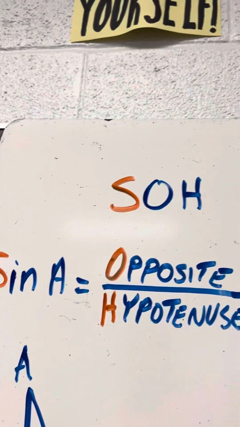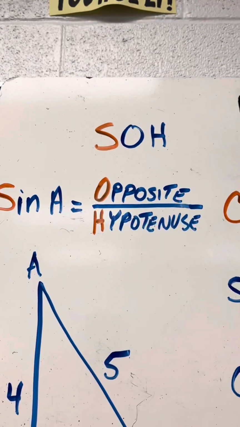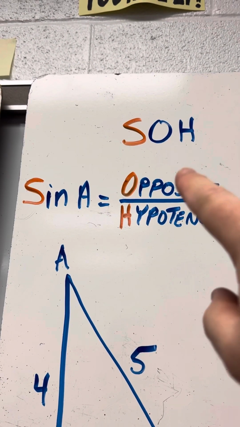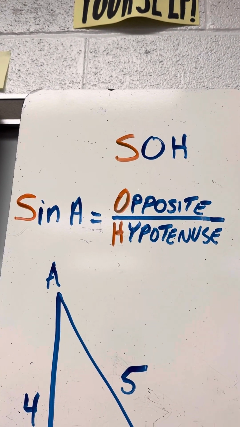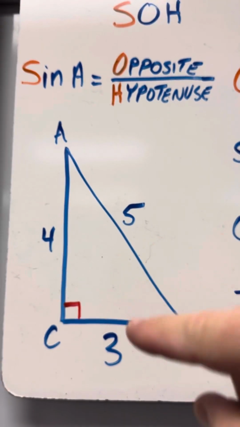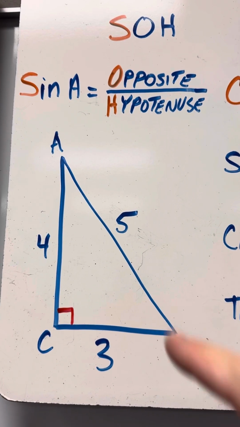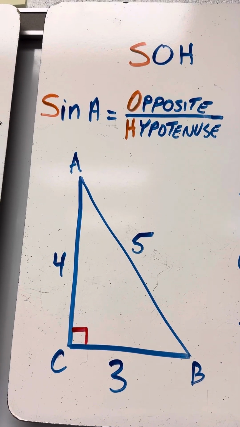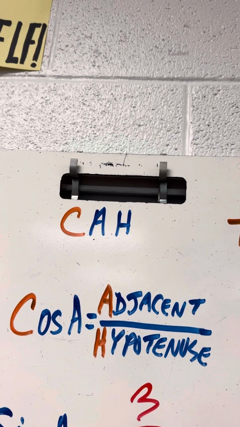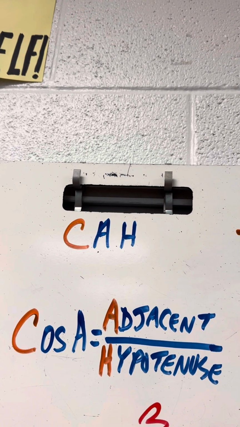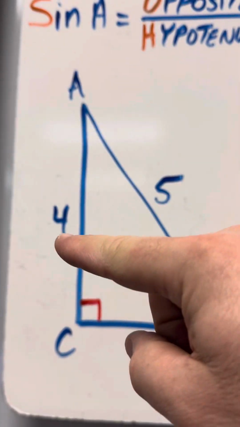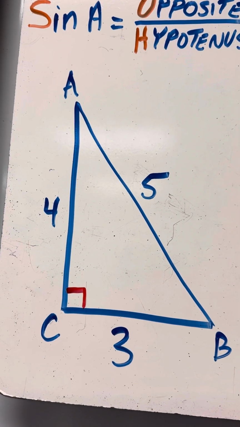Sine is opposite over hypotenuse. S is O over H. So sine of A is going to be opposite over hypotenuse, or 3 over 5. Cosine is adjacent over hypotenuse. C equals A over H. Cosine of A, adjacent over hypotenuse, will be 4 over 5.